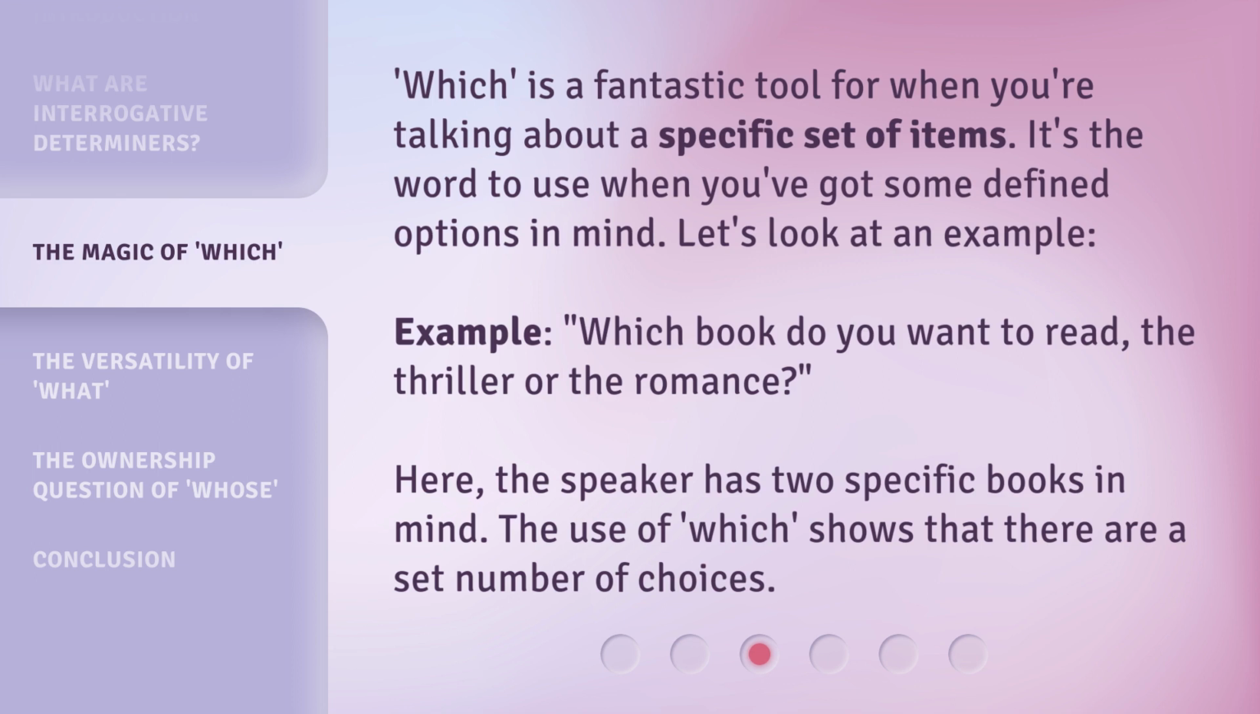Example: which book do you want to read, the thriller or the romance? Here, the speaker has two specific books in mind. The use of which shows that there are a set number of choices.